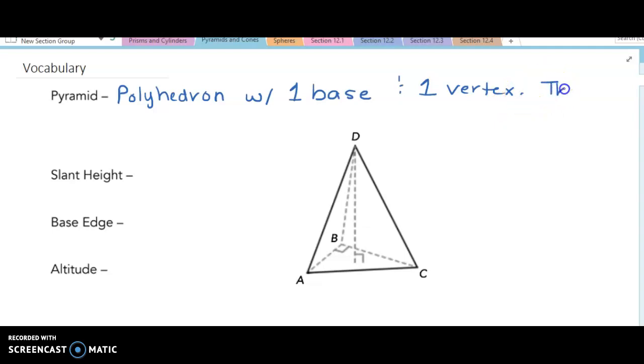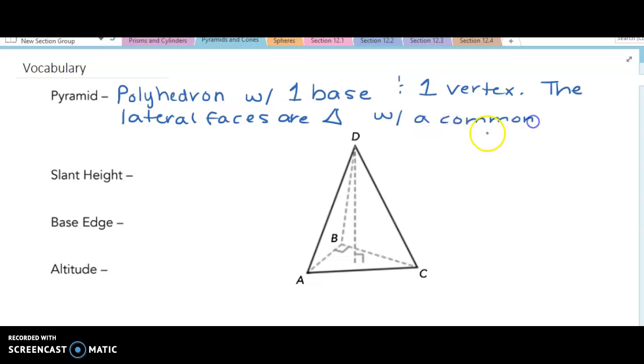And then I can say the lateral faces are triangles, and I'm just going to put a triangle here with a common vertex. Okay, so when I say vertex, that means this point right here. And once again, usually we see these with the vertex at the top, but it doesn't necessarily always have to be.